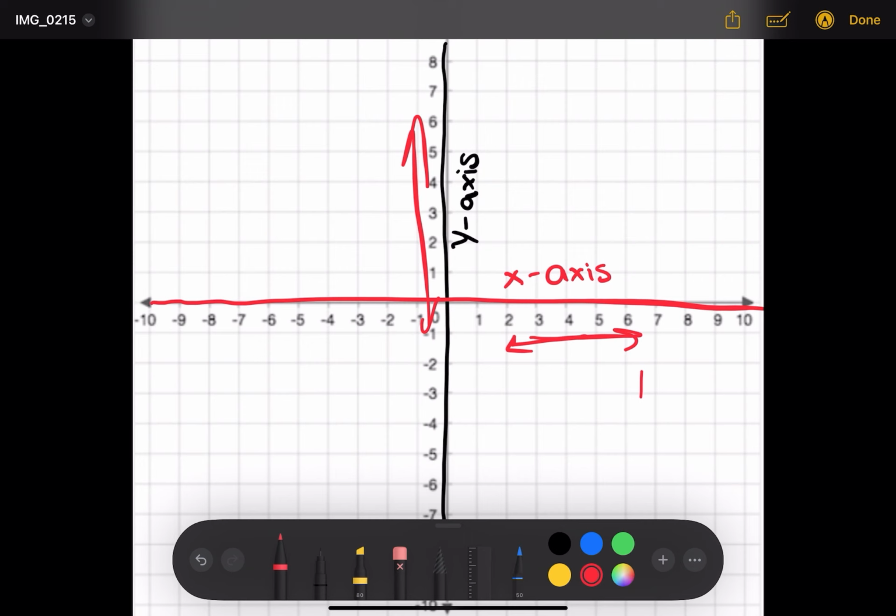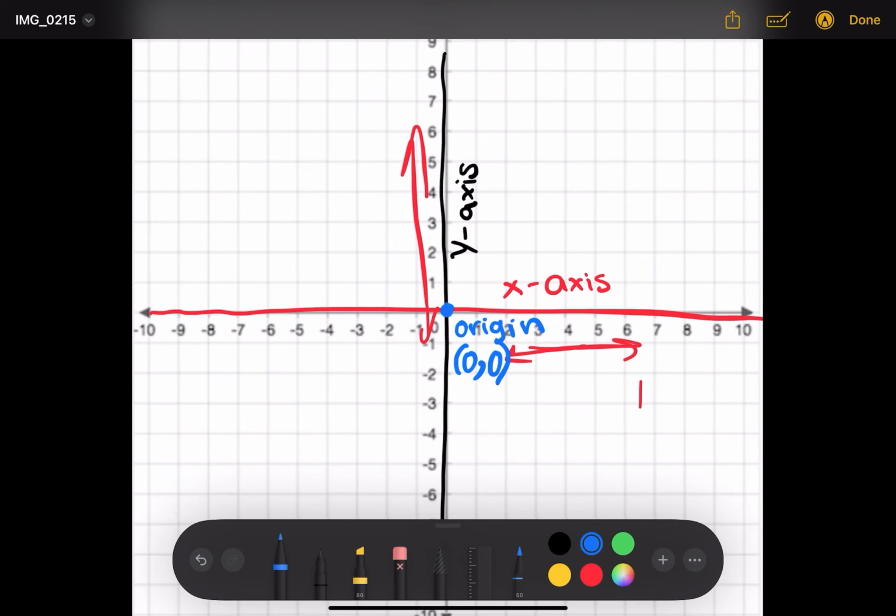Okay, so then these two lines, they meet at the origin. Okay, origin. And the origin is the 0 point and 0 point. And then we have the ordered pairs. Ordered pairs like x and y. So the format for ordered pairs is x and y.